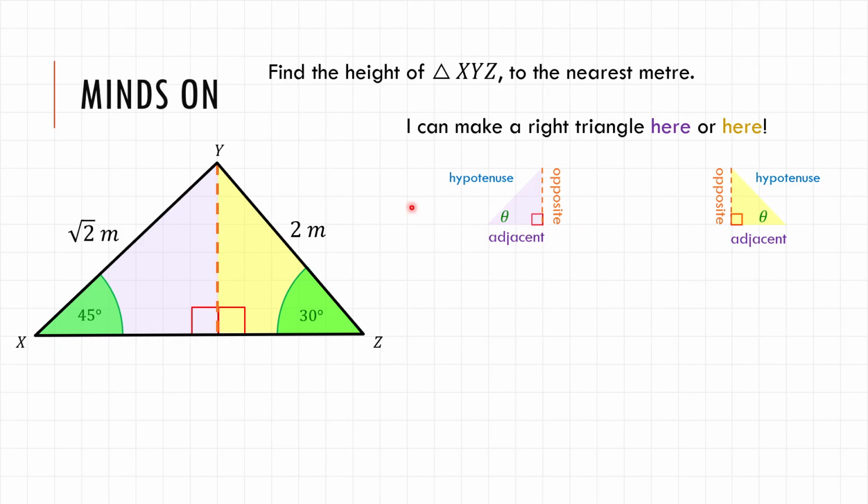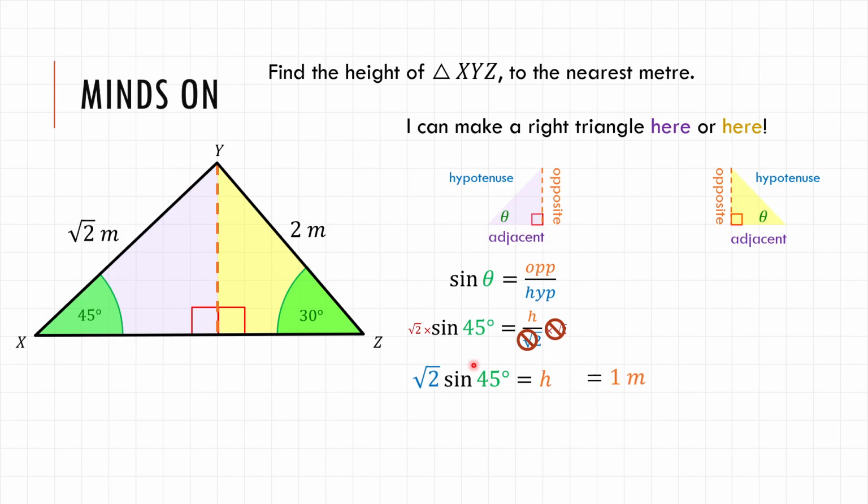If we were to use this strategy to solve it, we would take the sine of this angle, which is the opposite over the hypotenuse. We know that the angle is 45. The hypotenuse is the square root of 2. And so to find the value of h, we just multiply both sides by the square root of 2. The square root of 2 times sine 45 will give us the height. If you put that into your calculator, you'll find that the height of this triangle is exactly 1 meter.